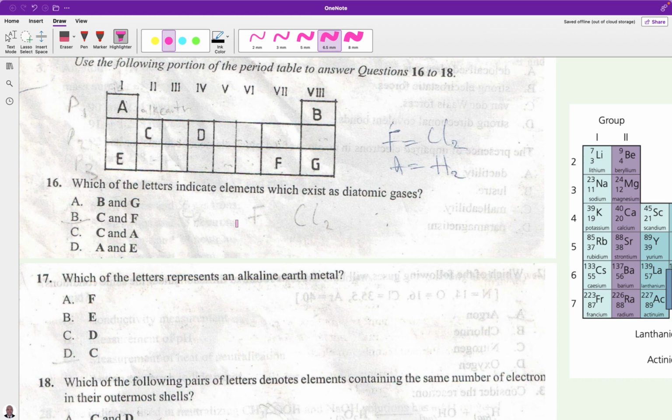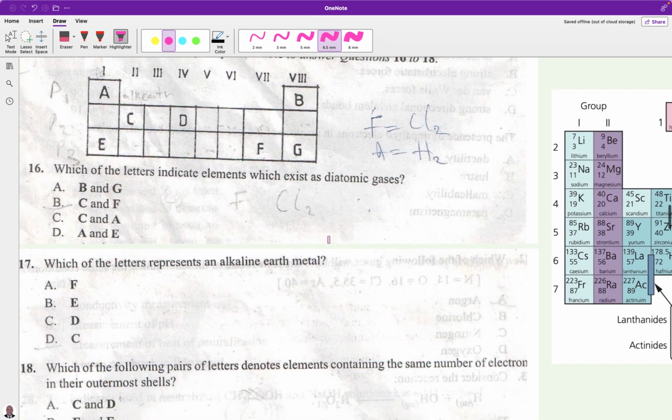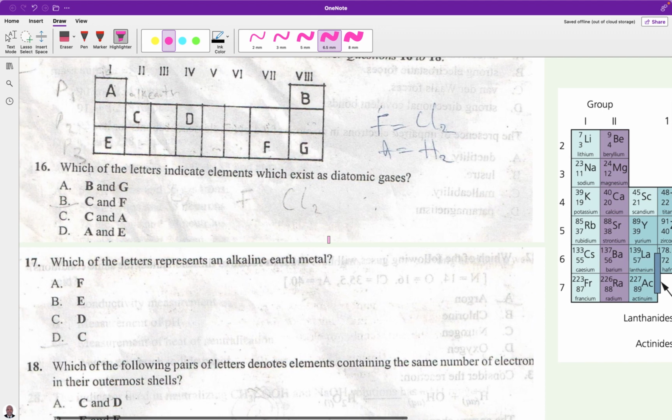So this question is C and A. C is a metal, A is a metal. It's not possible. D, A and E. A and E, all are metals. So in this case, I cannot give an answer to this because the question is not of standard.